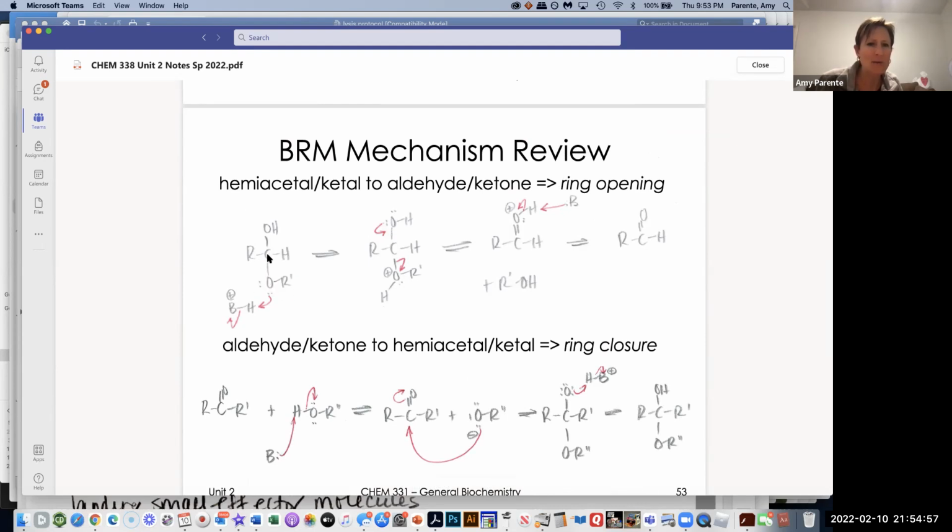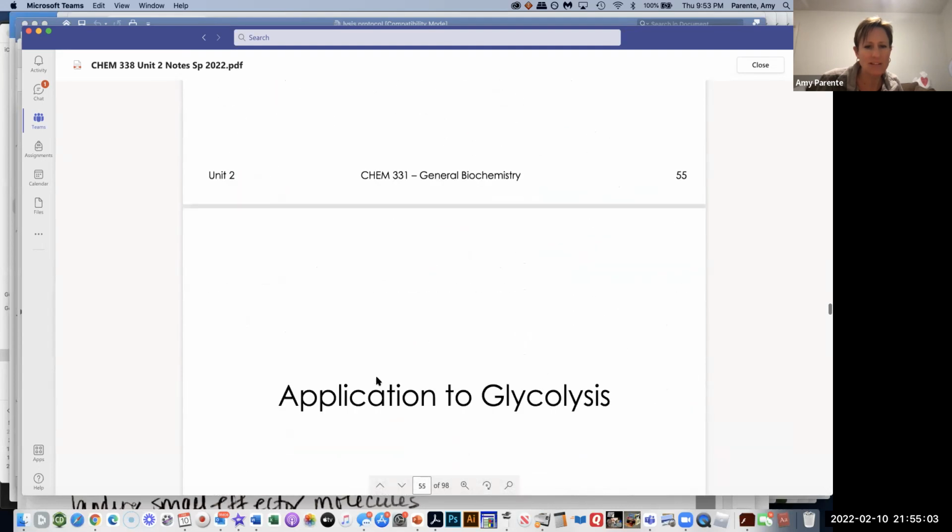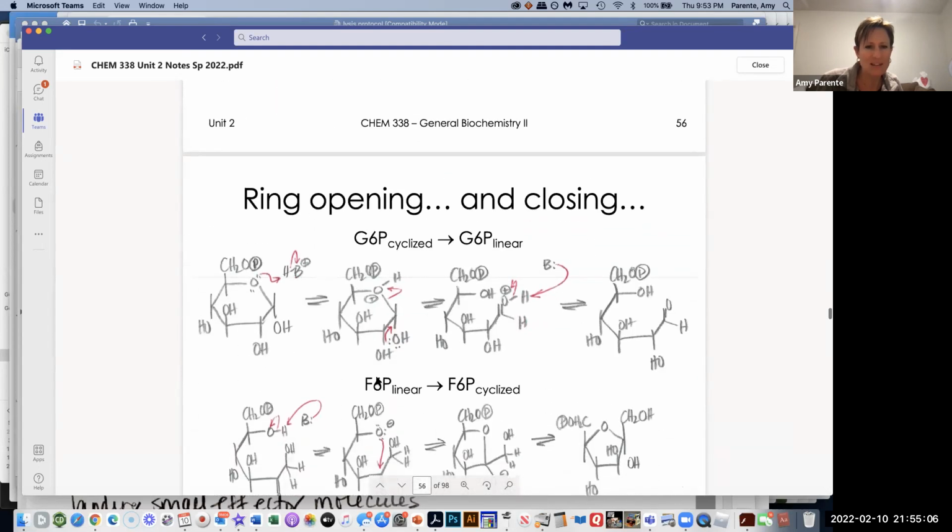That's going to make a carbon-oxygen bond more likely to break. So if you come over here and we see applications to glycolysis, oh, hey, look at this here. I protonate an oxygen that makes a carbon-oxygen bond more likely to break. And that's how I do ring opening. And then I've got this carbonyl here that's protonated. I use my base to remove that proton. That's the chemistry for doing ring opening.